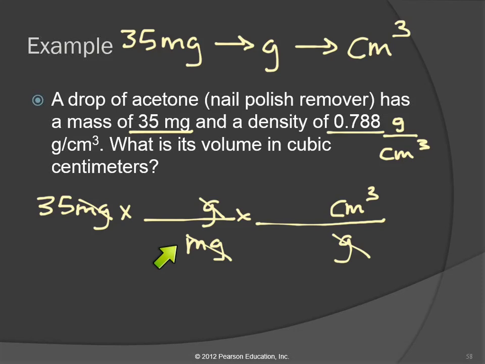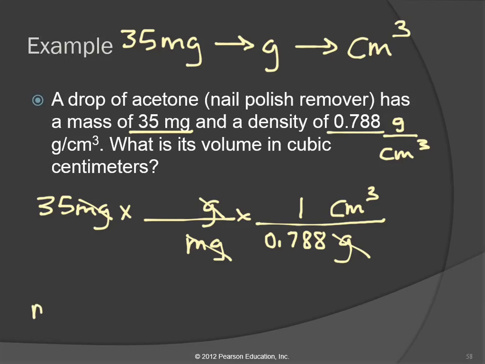We might look at that one and say, oh, that's that metric thing. Yeah. Let's do this one first, because this one's given. 0.788 grams per cubic centimeter. Does the 0.788 go on the top or the bottom? It goes on the bottom. 0.788. And then if we want to put a number up there, it's going to be the number 1.